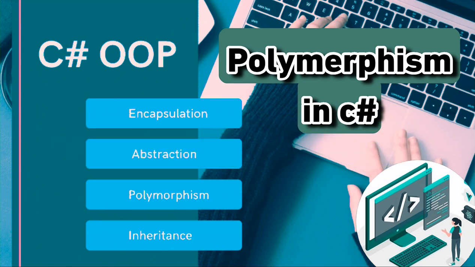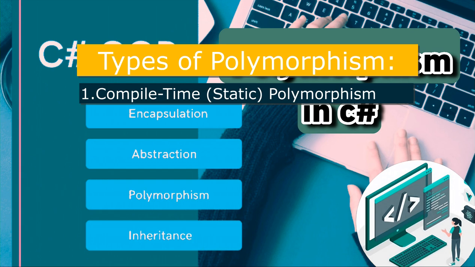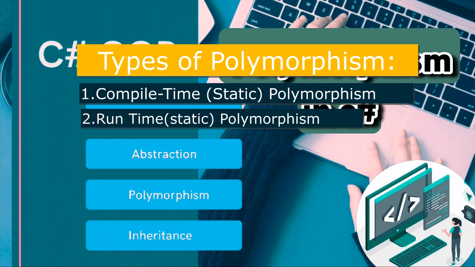Polymorphism in object-oriented programming comes in various forms. What are the different types of polymorphism we have? First one is compile-time polymorphism. Compile-time polymorphism can also be called static polymorphism. We can achieve static polymorphism or compile-time polymorphism using method overloading or early binding. Second is runtime polymorphism. Runtime polymorphism is also called dynamic polymorphism. Runtime polymorphism is achieved through method overriding or late binding.